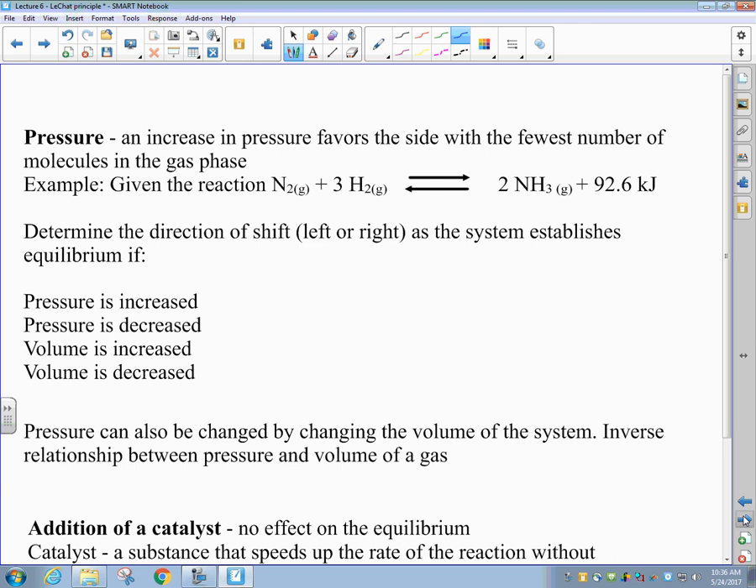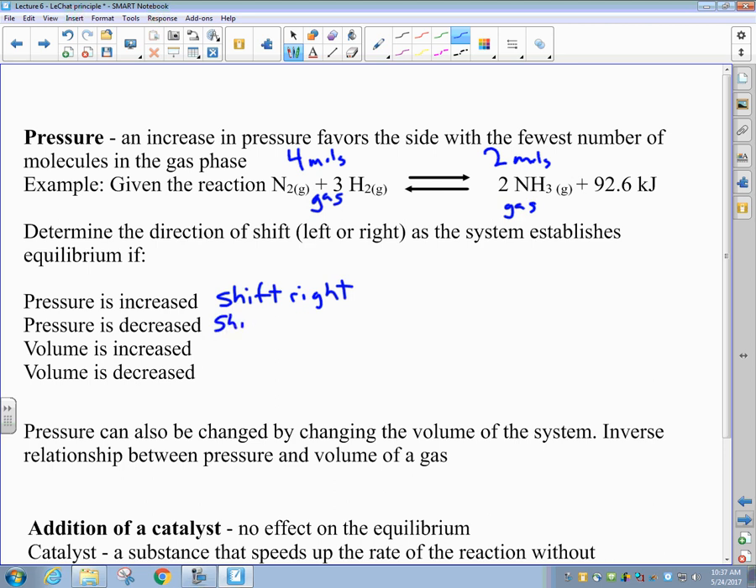So our first example here, again, the Haber-Bosch process, we've got a total of 4 moles of gas on the reactant side and only 2 moles of gas on the product side. So if the pressure is increased, we're going to favor the side with the fewest number of gas molecules. So we're going to see a shift to the right. If the pressure is decreased, then we will see, no surprise here, a shift to the left side or the reactant side.